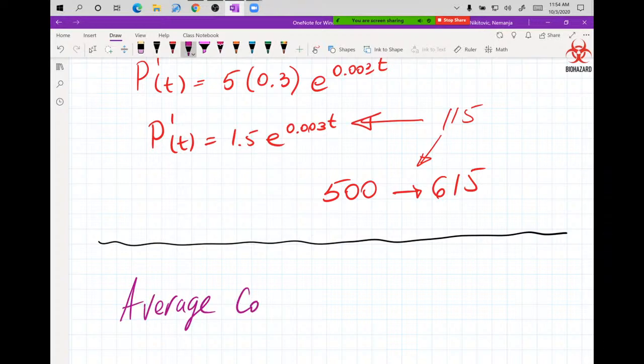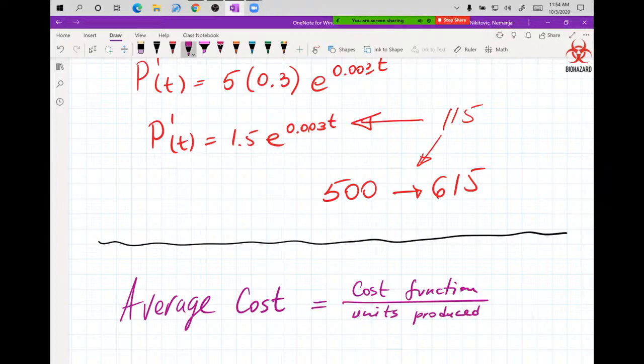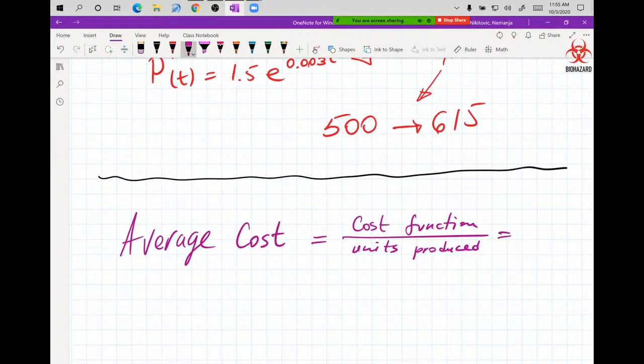Average cost is going to be the cost function divided by the total units produced. So average cost is cost function divided by units produced, or made, or whatever. In our mathematical terms, C of x divided by x.